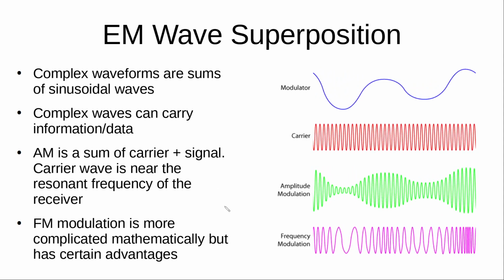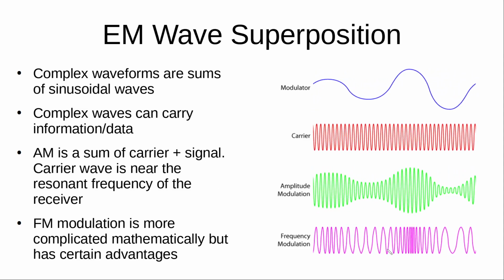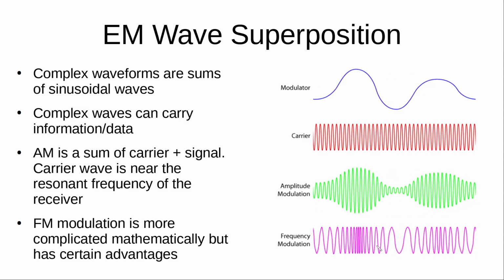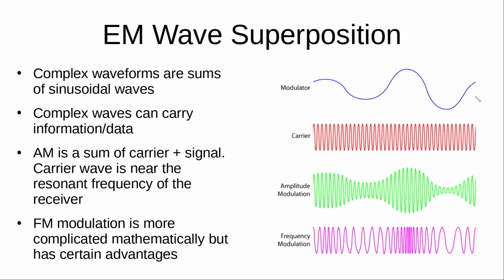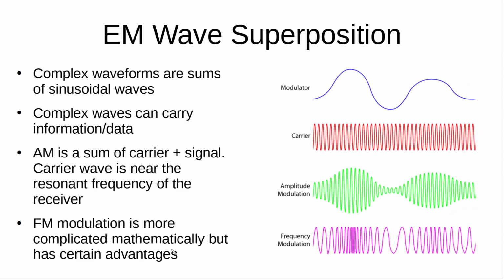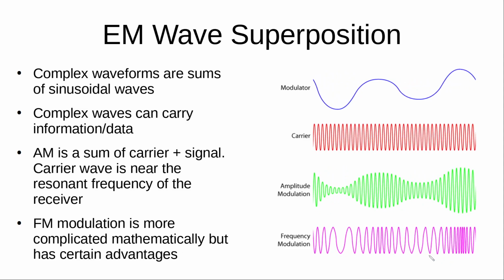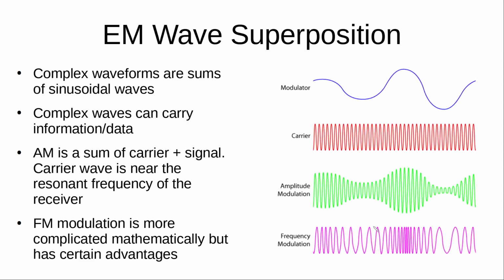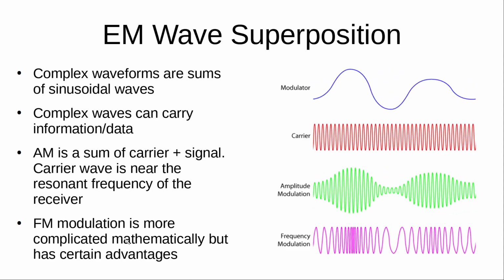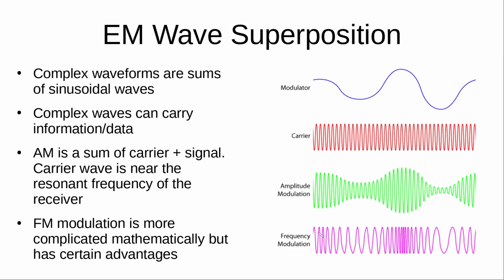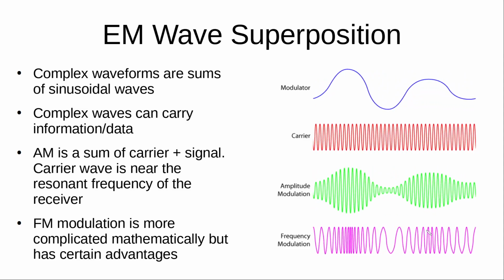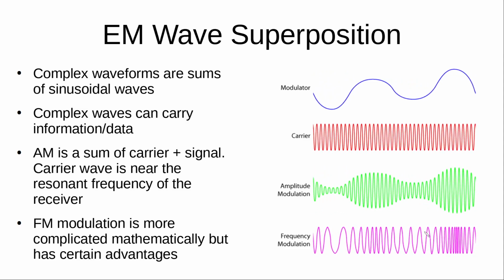Another scheme for sending information using waves is frequency modulation. This is where you vary the frequency proportionally to the shape of your modulating signal. And this is a bit more complicated to do mathematically. You can't just add the waves together. But it has advantages. One advantage is that the signal has the same amplitude no matter what.